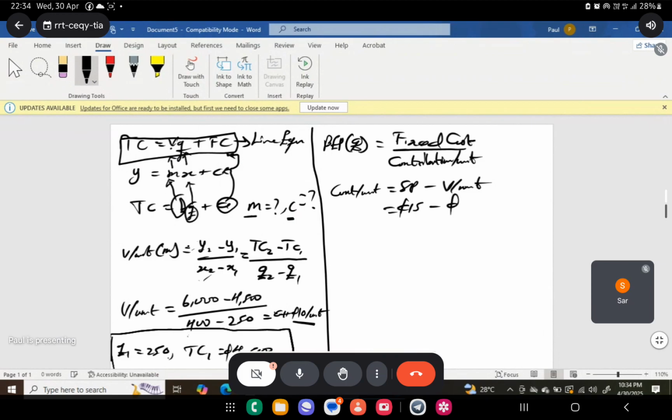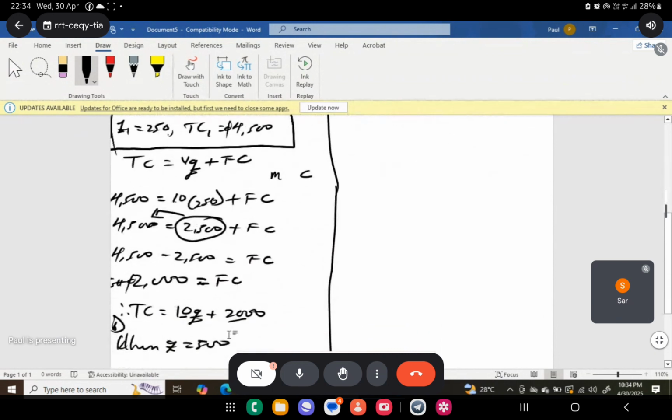Now, variable cost per unit, we got it as 10 cents. That's the one we got here. So the contribution per unit becomes what? 5 cents. We know our fixed cost too. Our fixed cost is what? 2,000 Ghana cedis. That's it here.